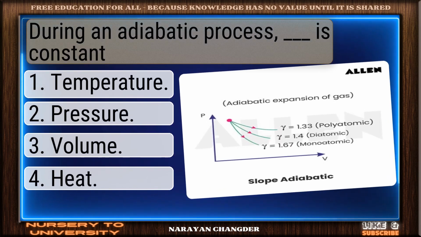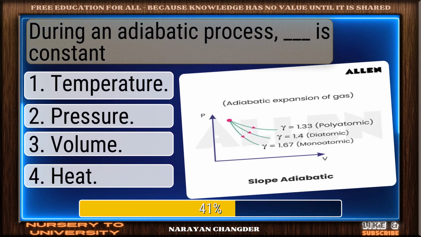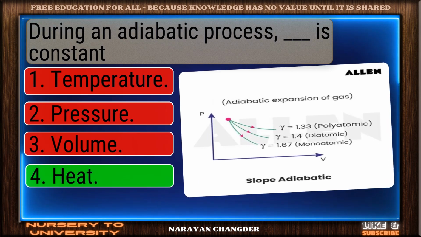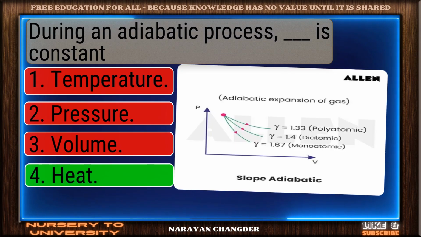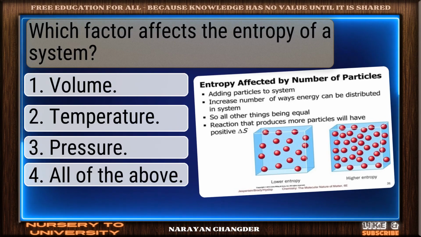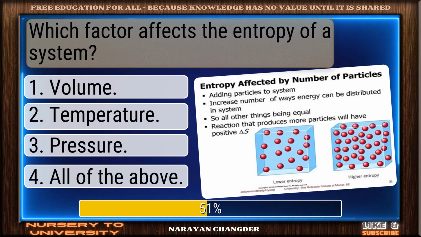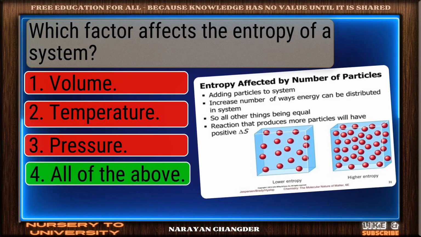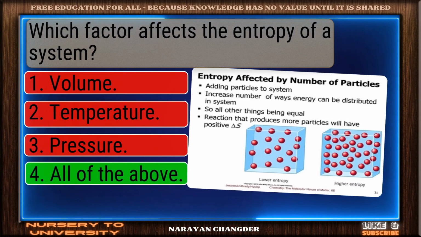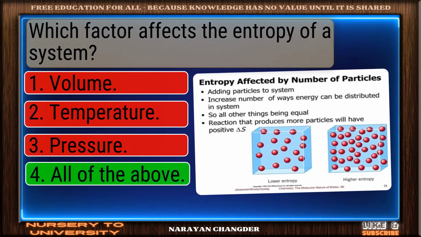During an adiabatic process, dash is constant. Well picked. Heat is the correct answer. Which factor affects the entropy of a system? Exactly. All of the above makes sense and it is the right choice.